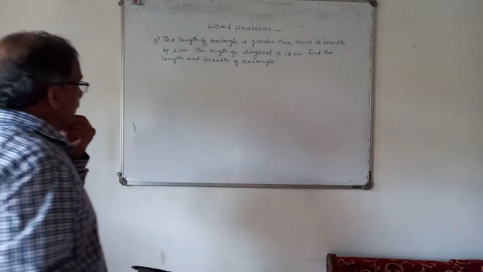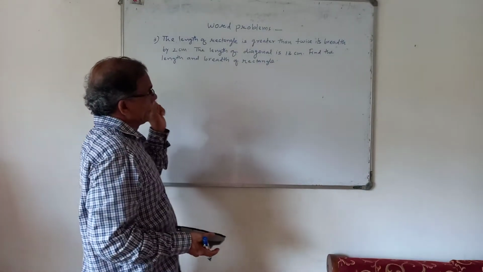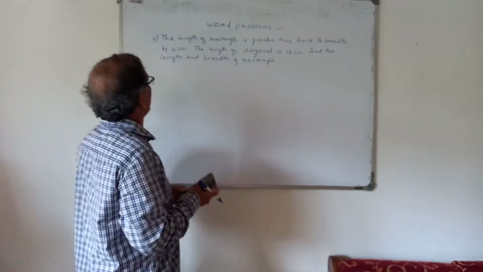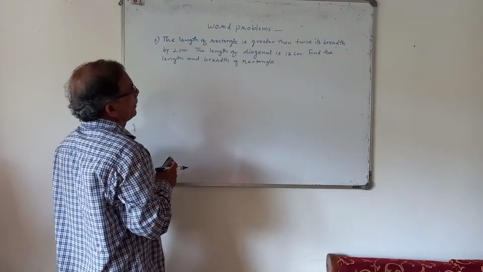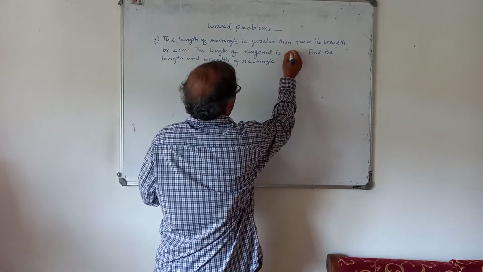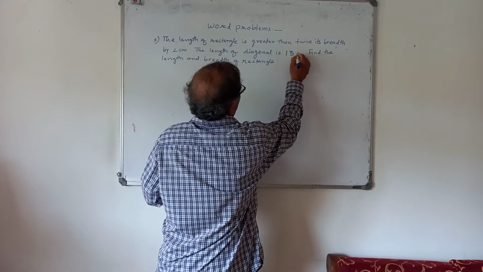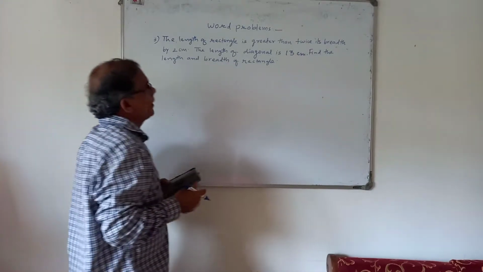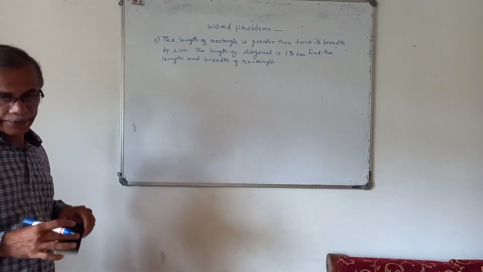The length of a rectangle is greater than twice its breadth by 2 centimeter. The length of the diagonal is 13 centimeter. Find the length and breadth of the rectangle.